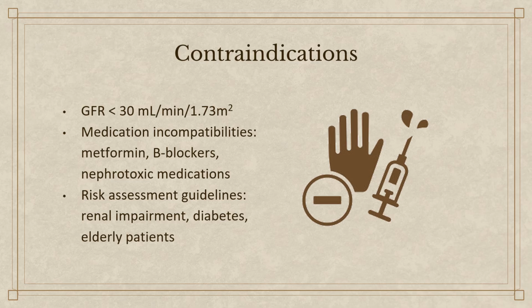There are several contraindications and considerations for IV contrast administration. These include severe renal dysfunction with glomerular filtration rate less than 30 mLs per minute per 1.73 meters squared, which represents the most significant contraindication. Certain medications require special attention, particularly metformin, beta blockers, and nephrotoxic drugs. And additional caution should be taken with diabetic patients, those with renal impairment, and elderly individuals.